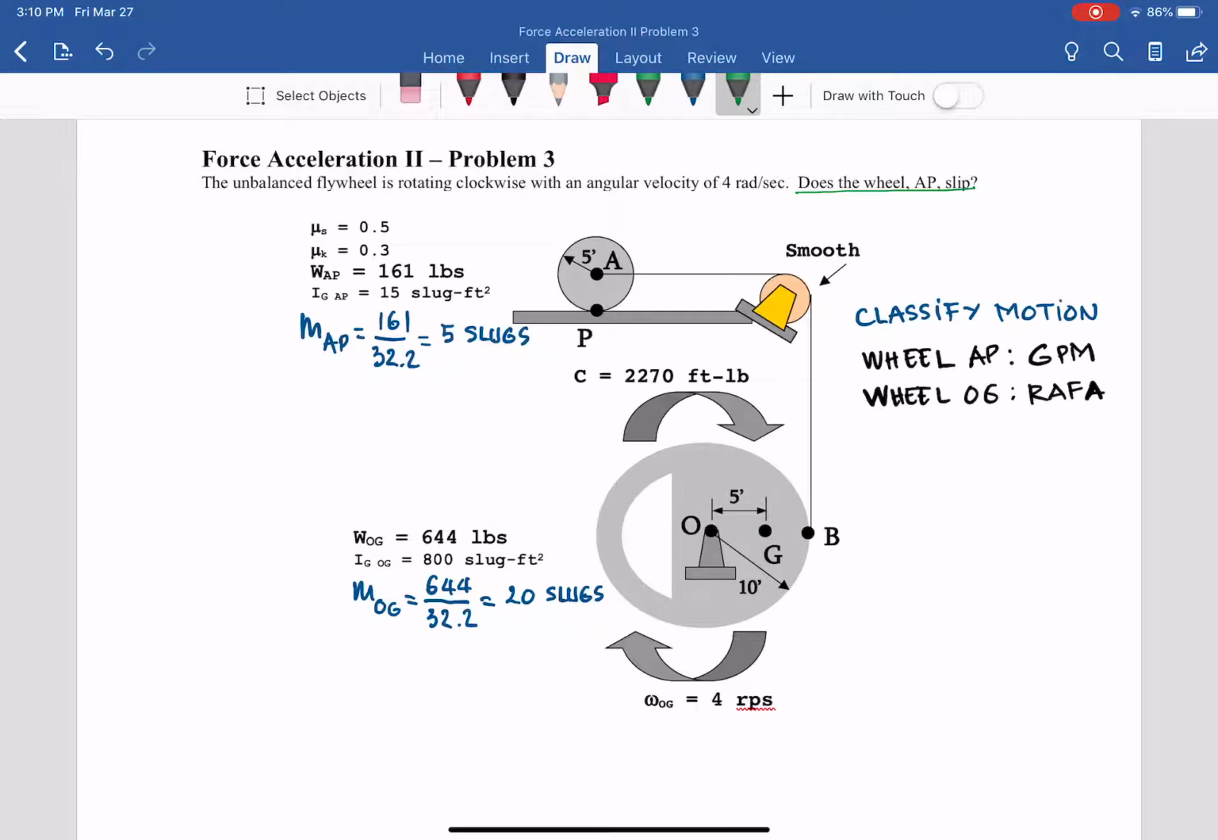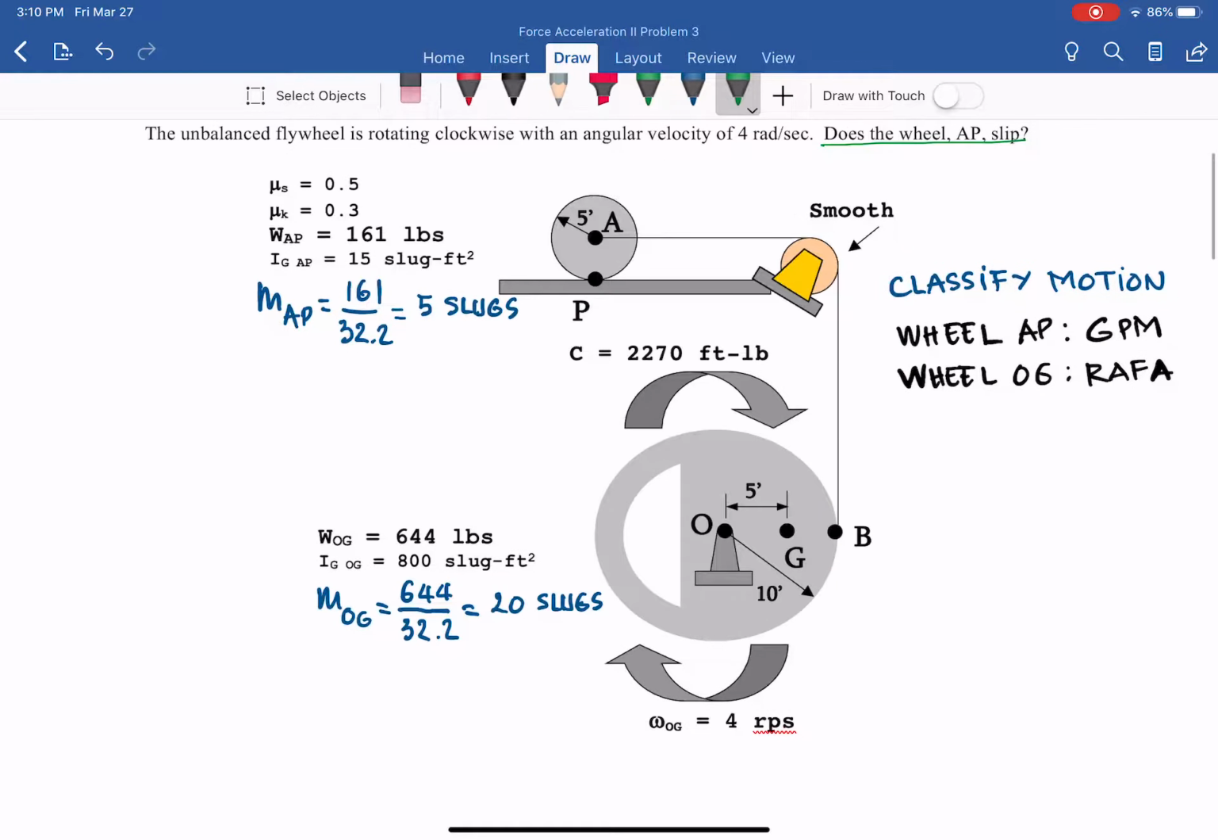There is not a lot of information, but whether it slips or not is all about the force acceleration method for today's class. We have the properties as you can see there. They give R and the weight, and we find that the mass of wheel AP is 5 slugs and the flywheel OG is 20 slugs. Wheel OG rotates about an axis perpendicular to the screen through O, which is fixed, so it is fixed-axis rotation.